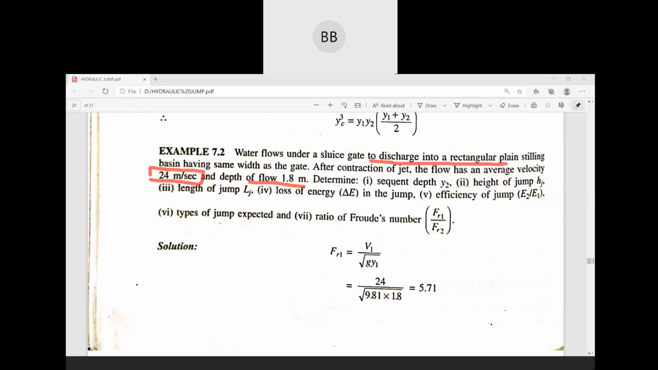So what we have to determine first is the sequent depth. That means y1 is given, we need to find out the y2 value. Then the height of the jump, then the length of the jump, loss of energy in the jump, efficiency of the jump, the type of jump, and then the ratio of Froude numbers.